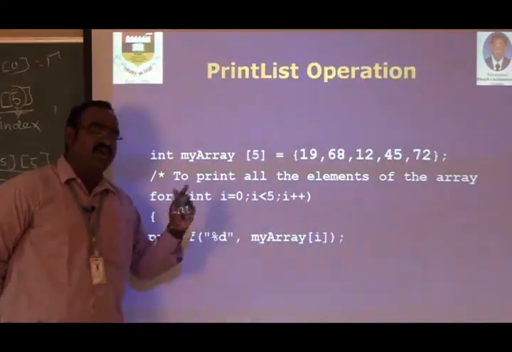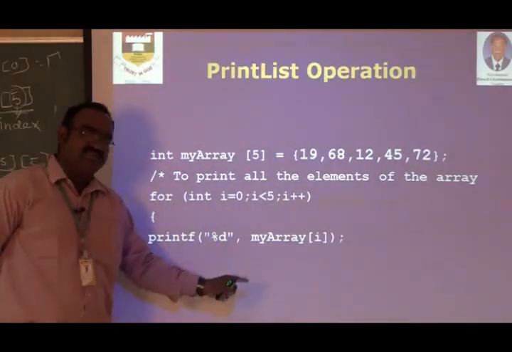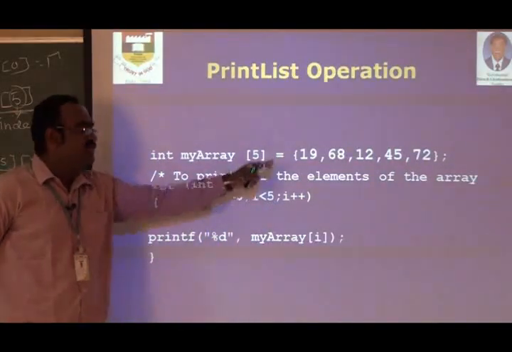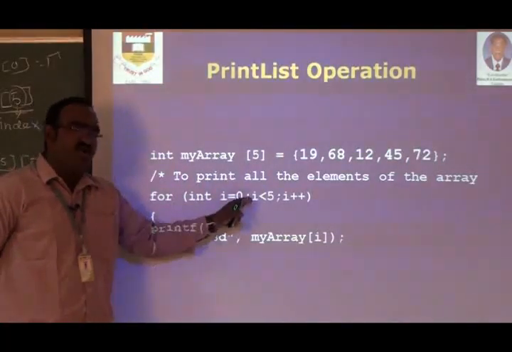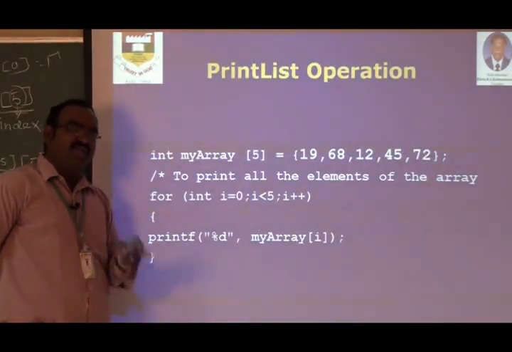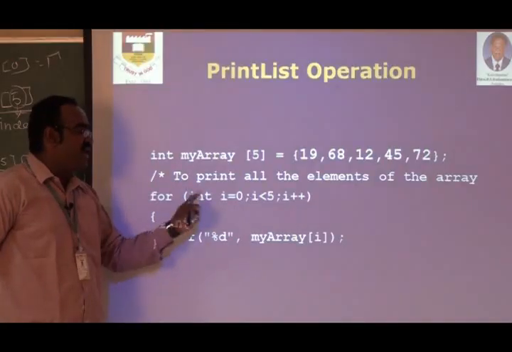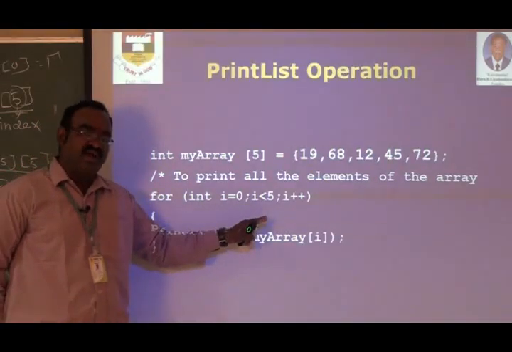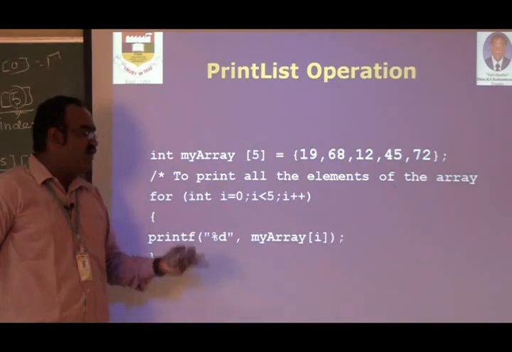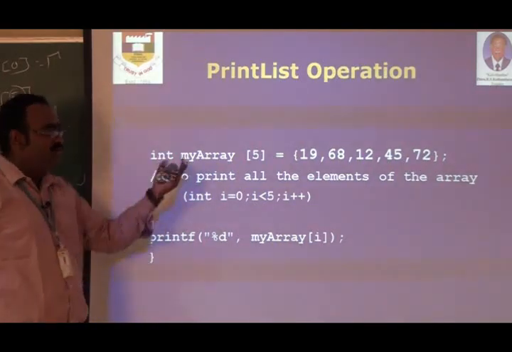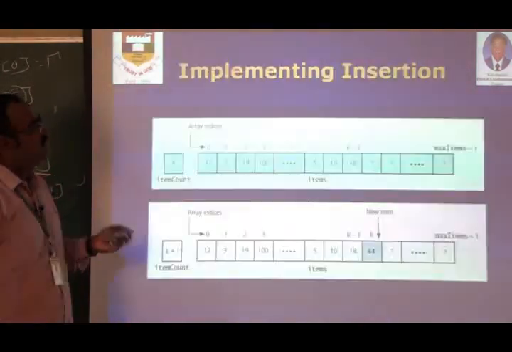Now it is incremented by 1. i is equal to 1. So 1 is less than 5, the condition is satisfied. It lists the first position, 68. When i is 4, 4 is less than 5, the condition is satisfied. But when it is incremented, i is equal to 5. 5 less than 5 is false, so it exits from the loop, and only the available elements are displayed. This is print list.